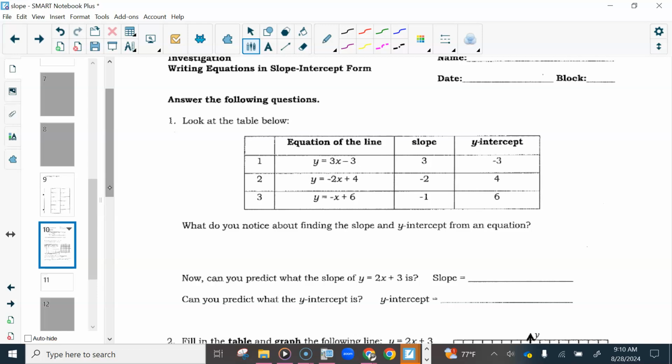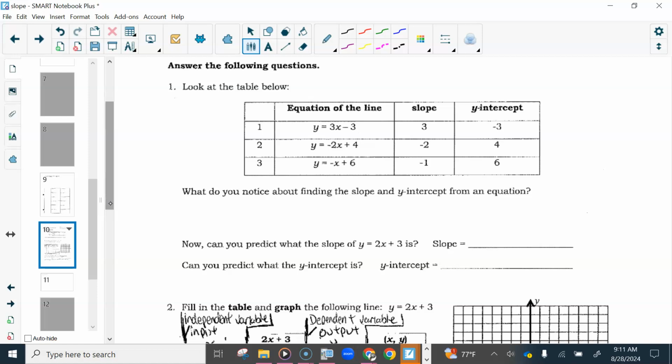So look at this table, and what do you notice about how they found the slope and y-intercept? How did they know that this number was the slope? Where did they find that out? Okay, so it's right next to the x. Does that same pattern follow for each of these? Yes, so we can say the slope is right in front of the x, and the y-intercept is the last number.